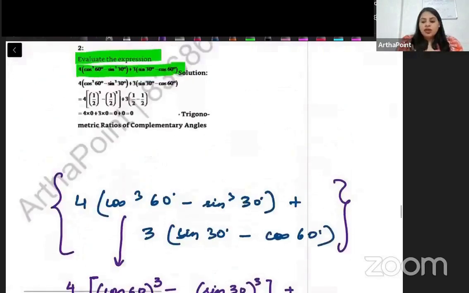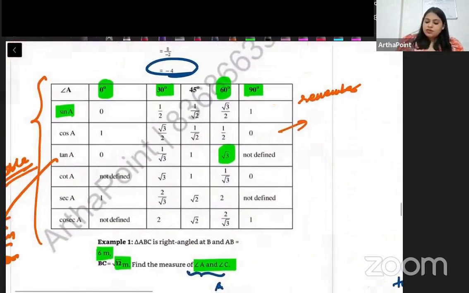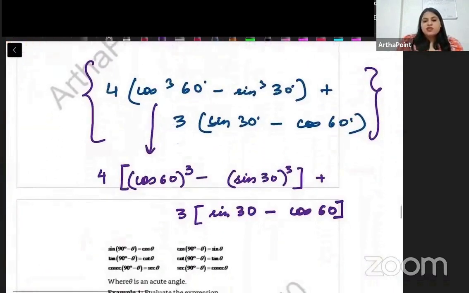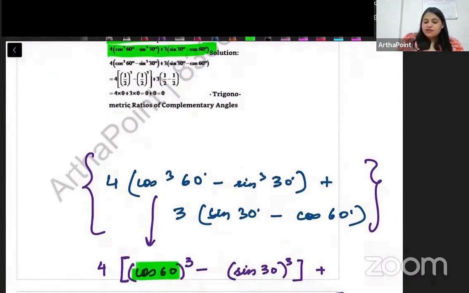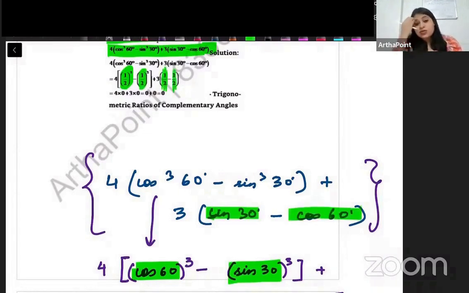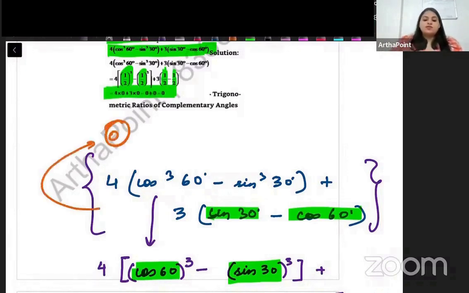All these values are known, right? Cos 60 you know from here. Half. Sin 30 also you know is half. So you know all those values, beta. Just values need to be put in. So you can just plug in: in place of cos 60, see I have written half whole cube. In place of sin 30 also I have written half whole cube. Sin 30 is half and cos 60 is also half. So half will cancel out. Half minus half is 0. So you will simply get the answer as 0. So the answer to this entire expression will be 0.